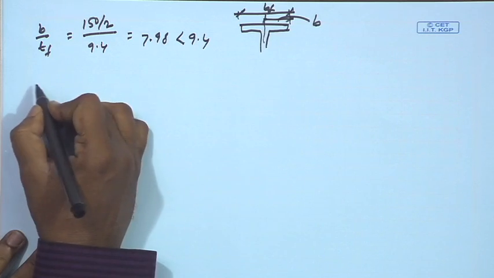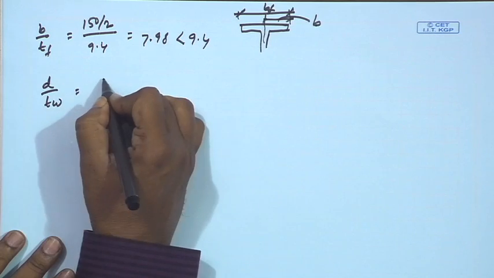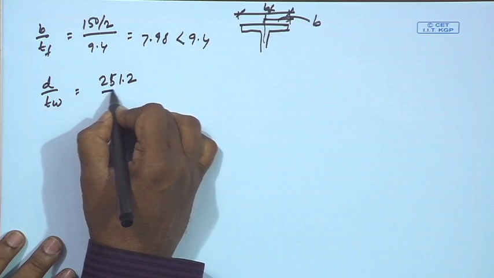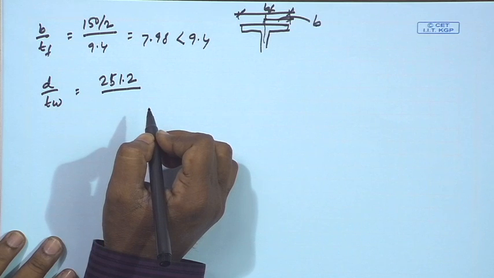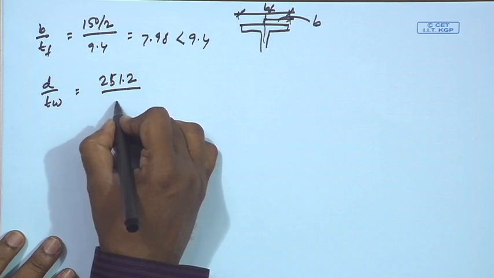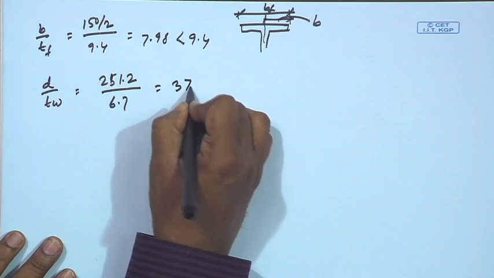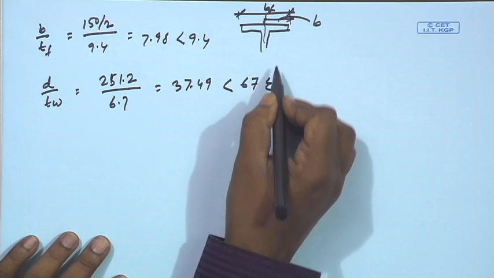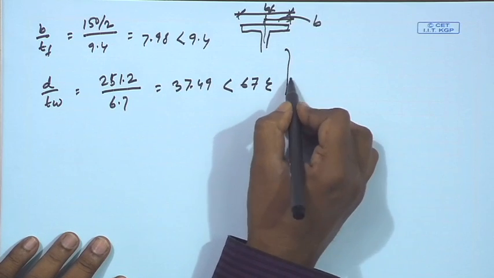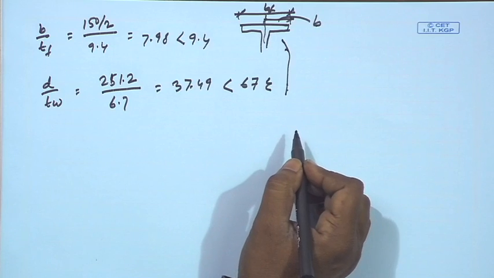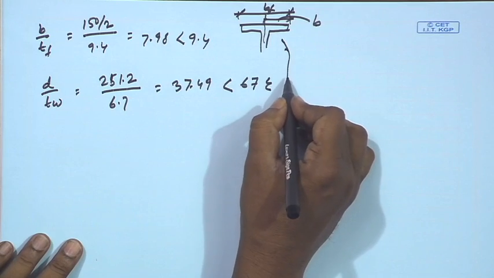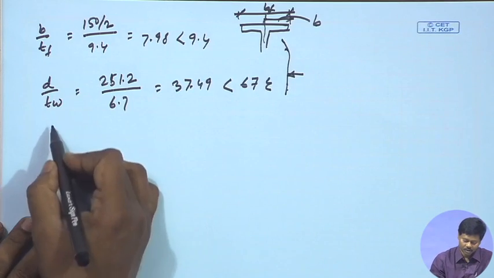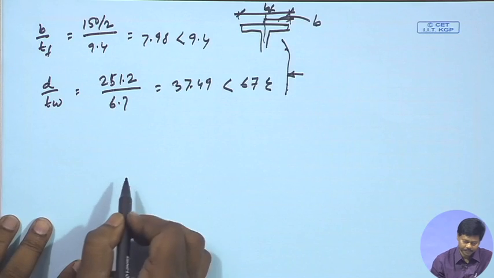And D by Tw is 251.2 by Tw, which is 6.7, so 37.49, and this is less than 67 epsilon. So, basically the shear buckling check of web will not be required. For this case we do not need to check shear buckling on the web, and as it is low shear, satisfying this we may not check the shear buckling of the web.